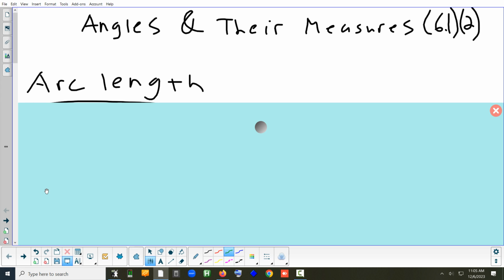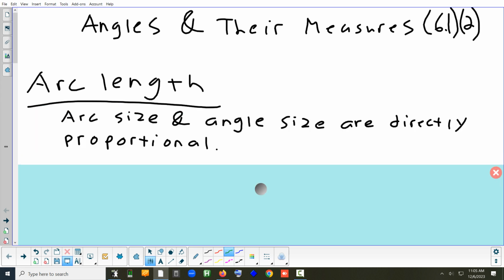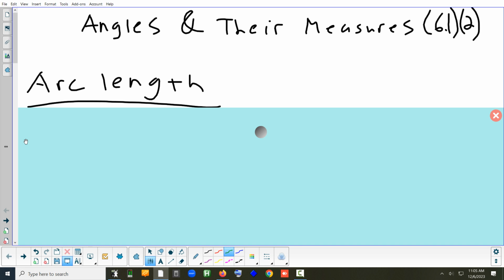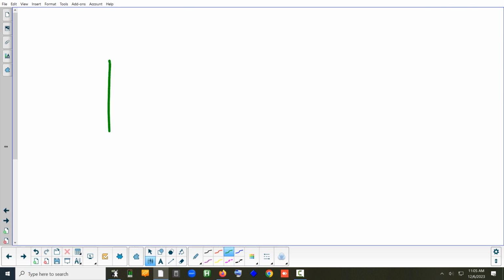So remember, an arc is just part of a circumference. So we're talking about arc length. We're talking about finding the length of part of the perimeter of a circle. Now, one thing we want to talk a little bit about is how the length of an arc connects to the size of the angle that makes the arc. All right, so let's take a look at this.